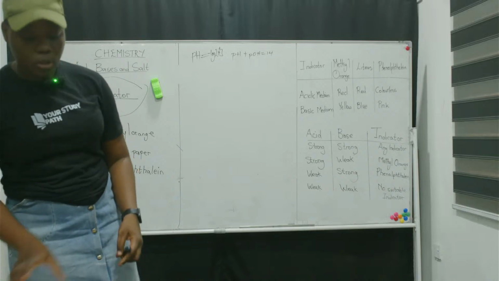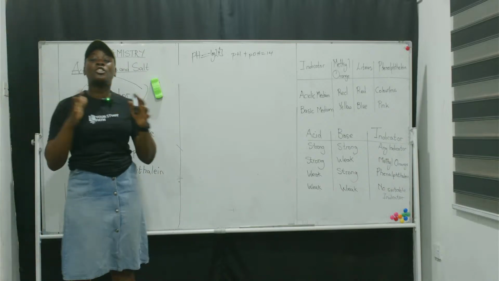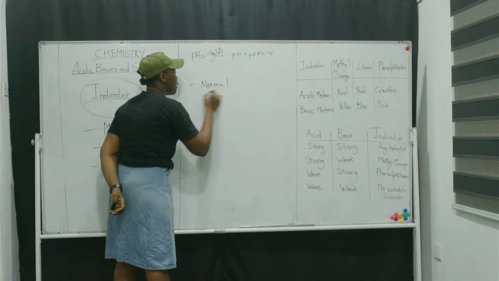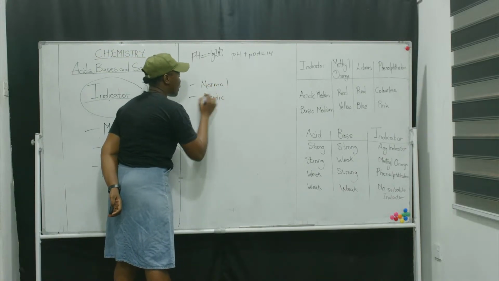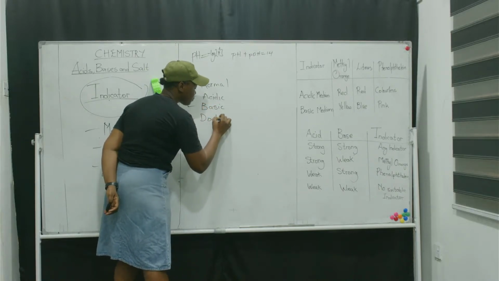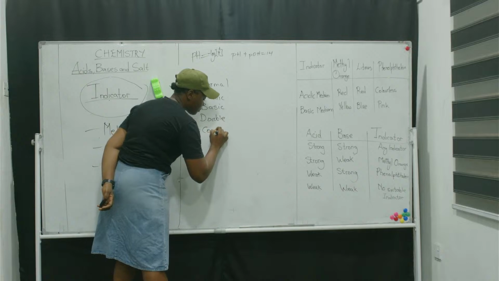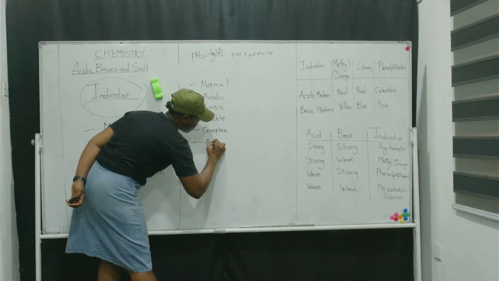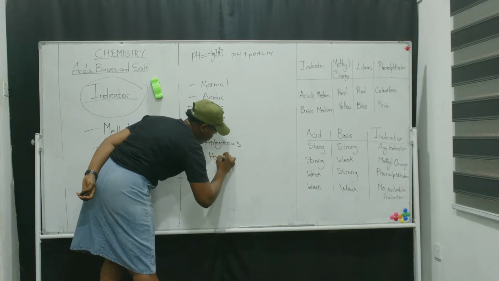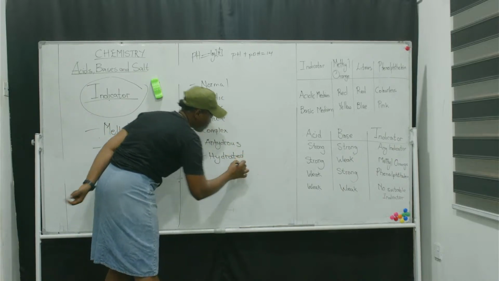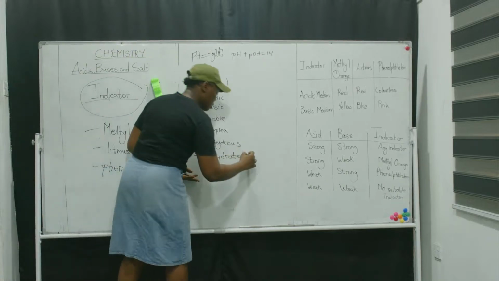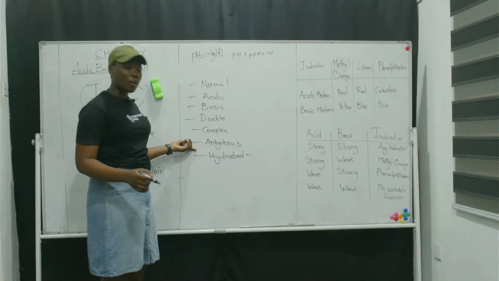Okay, so before I attempt this question, let me take us back to where I mentioned types of salt. I made mention of normal salt and acidic salt, that was the last class. I talked about basic salt, double salt, complex salt, and hydrous salt, and then hydrated salt. Hydrated salt has water of crystallization, right? And hydrous salts do not contain water of crystallization.